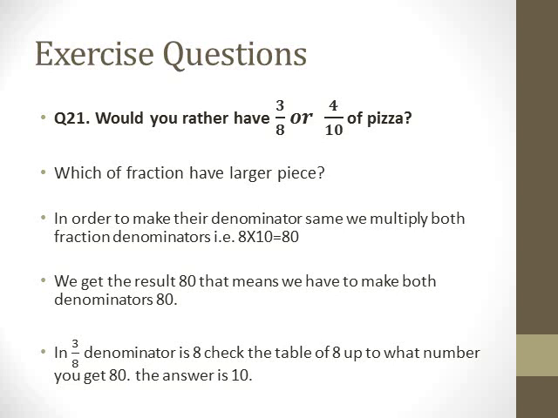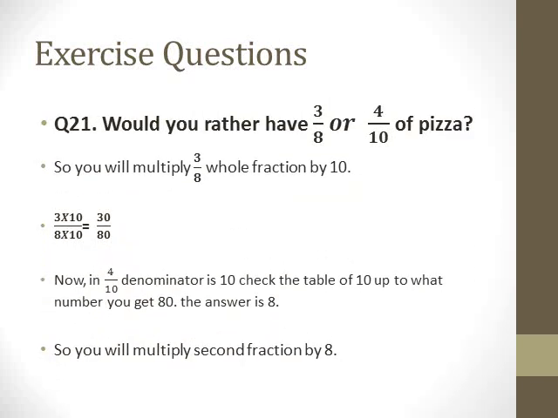Now what you will do is multiply the whole fraction 3/8 by 10. So 3 multiplied by 10 gives us 30, and 8 multiplied by 10 gives us 80. You remember that I am multiplying the denominator by 10, so I need to multiply the numerator by it too, as it is a fraction property. I cannot multiply one number to a denominator but not to the numerator. So the first fraction answer is 30/80.